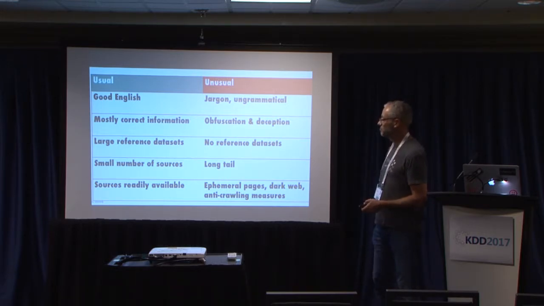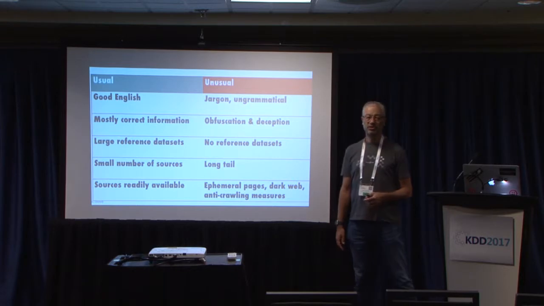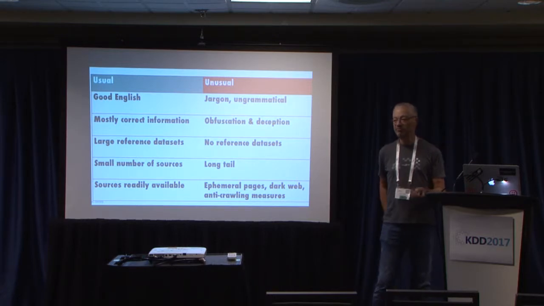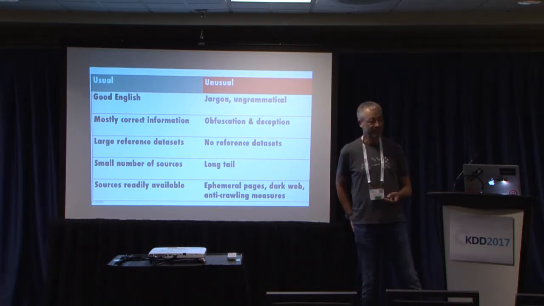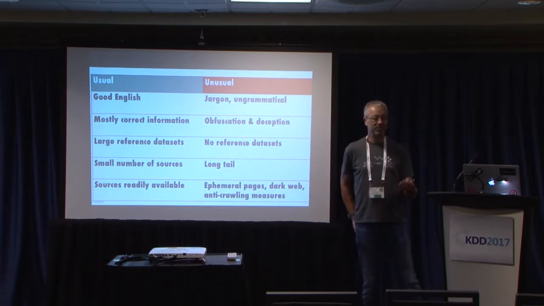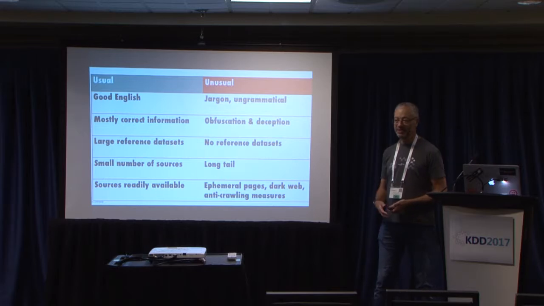There's a lot of deception. There's obfuscation, targeted at Google, basically, so that law enforcement cannot look up phone numbers, email addresses, and so on. But a human reading the page can very quickly figure out what to do.